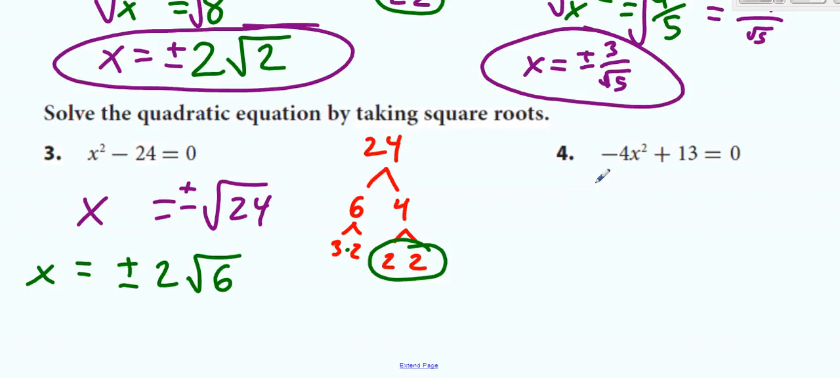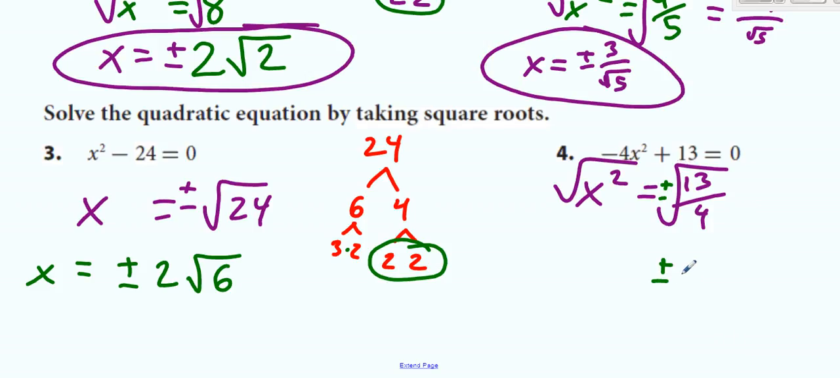So then for number 4, you would move the 13 over, you would divide by the 4. You get x squared equals 13 over 4. You square root both sides and do the plus or minus. And then just like we did up on that last problem, when you are square rooting a fraction, you square root the numerator and denominator separately. So the square root of 13, you can't do anything with that. That's just a square root of 13. It doesn't even break down because nothing multiplies by 13. Square root of 4 is just 2.